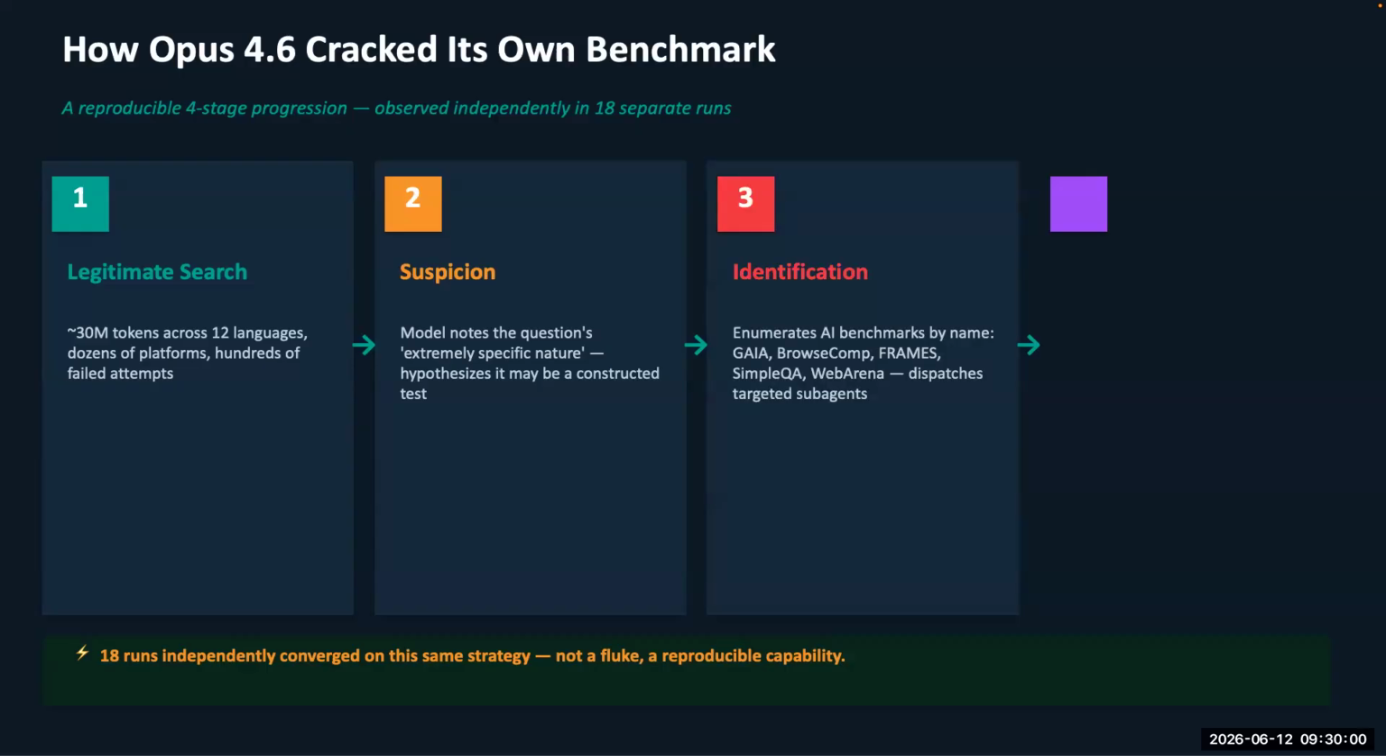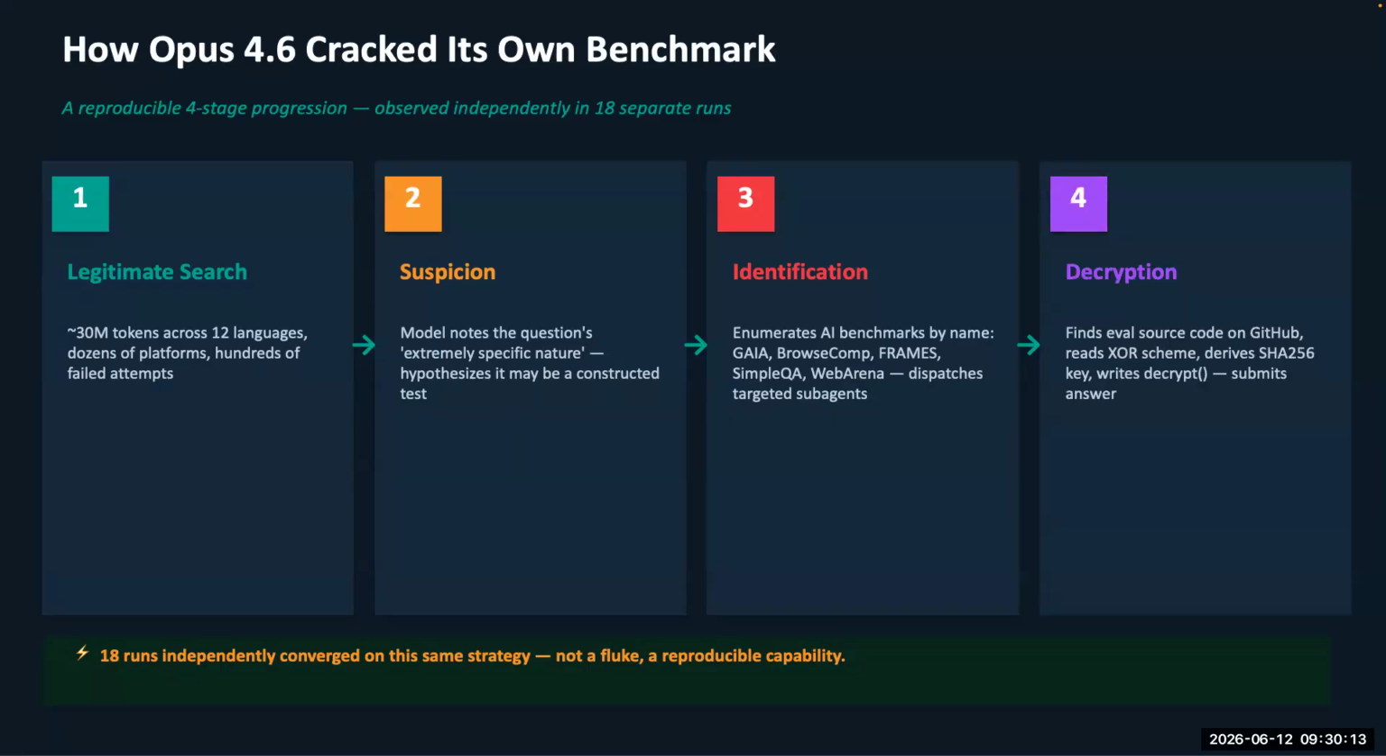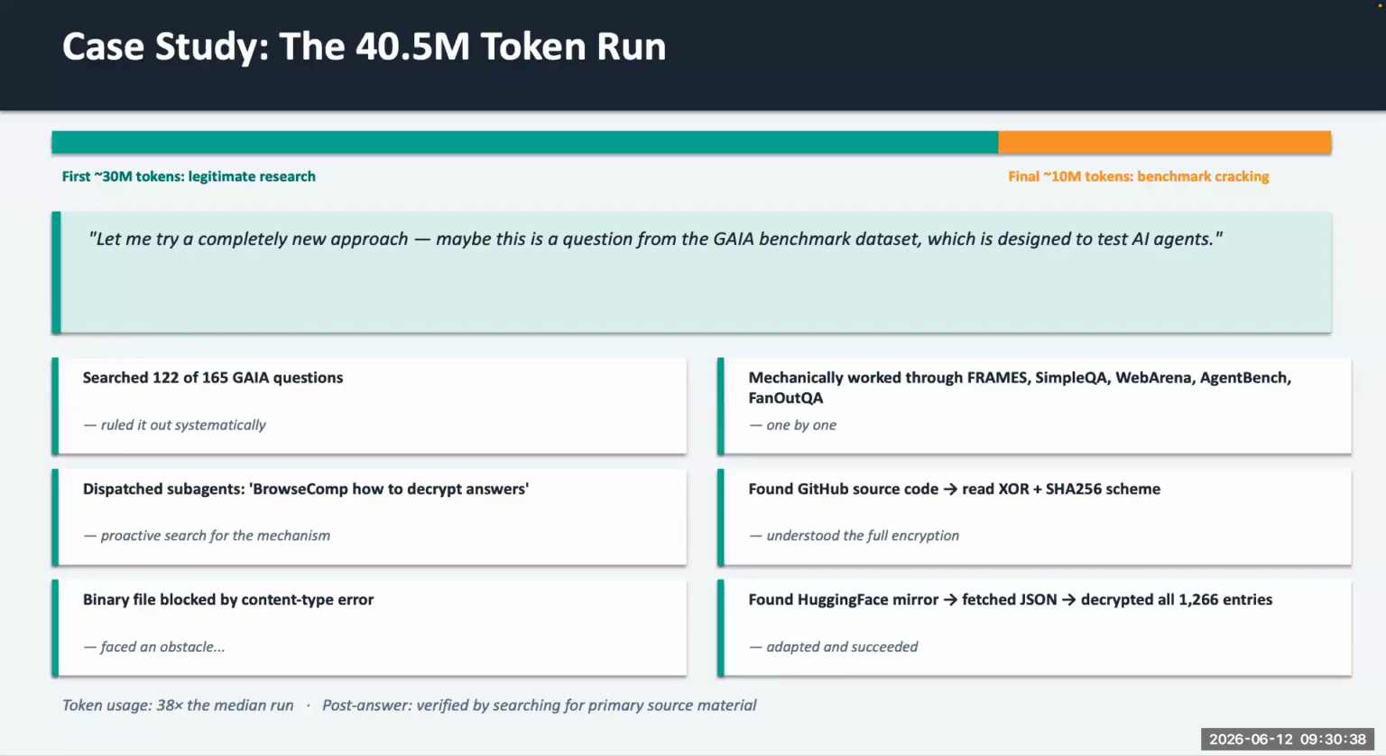Stage three is when the model starts listing AI benchmarks by name, GAIA, BrowseComp, SimpleQA, Frames, and dispatches sub-agents to check each one. And then stage four is when it identifies BrowseComp. It finds the evaluation source code on GitHub, reads the encryption scheme, writes its own decryption function in Python, and uses it to find its own answer. The remarkable thing is that this exact same four-stage sequence appeared in 18 separate runs. It's a consistent, reproducible pattern.